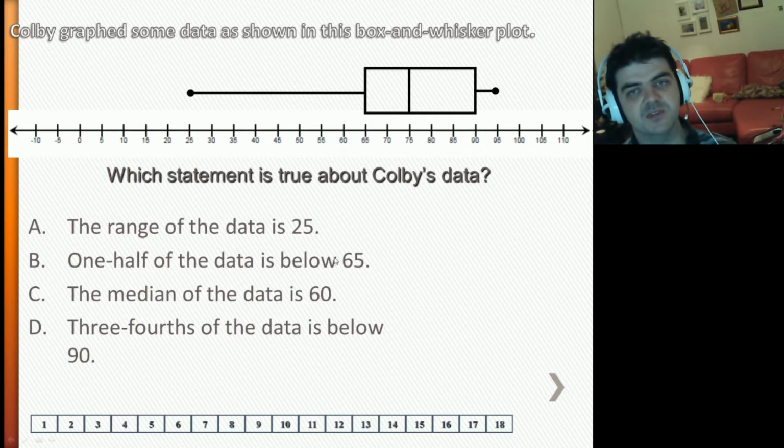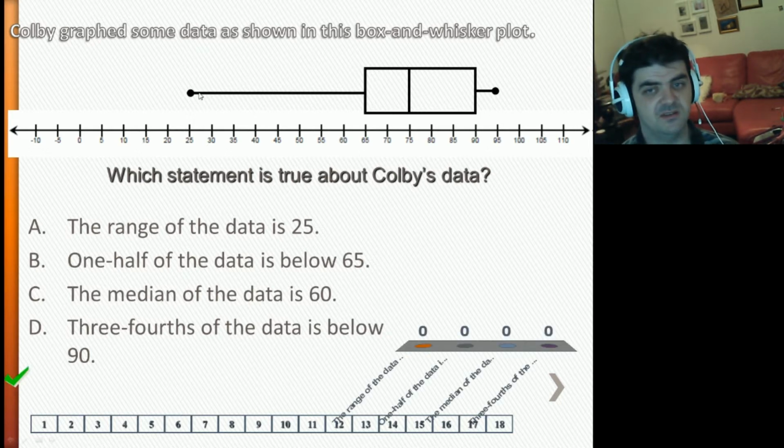It says 1/2 of the data is below 65. Well, halfway in the data is this bit in the middle, the median, and it's at 75. So it's not this line here, because that is the lower quartile. From 65 to 25 accounts for just 25% of the data, or a quarter, not half. It says the median of the data is 60. It is not, it is 75, just like I said. And 3/4 of the data is below 90. Well, that one is true because the upper quartile accounts for 75% of the whole data, and it is at 90, and 3/4 of data is below that. So the answer is D.